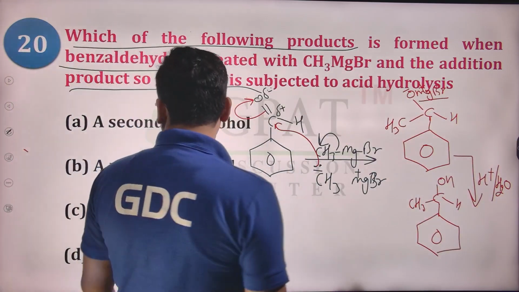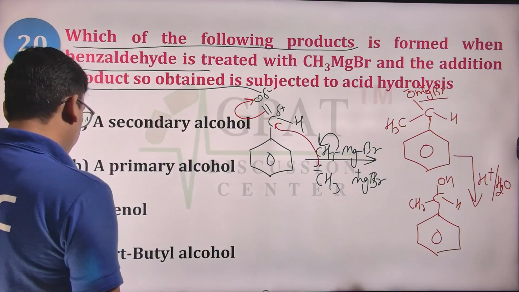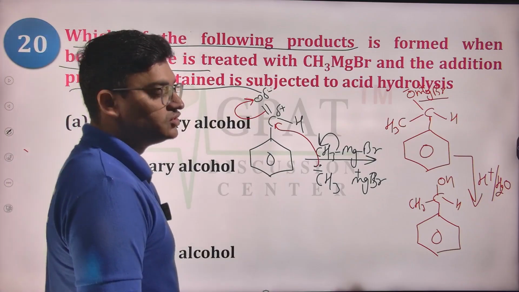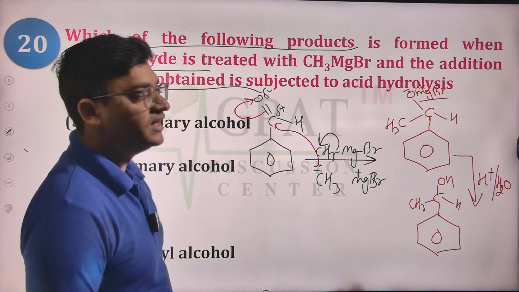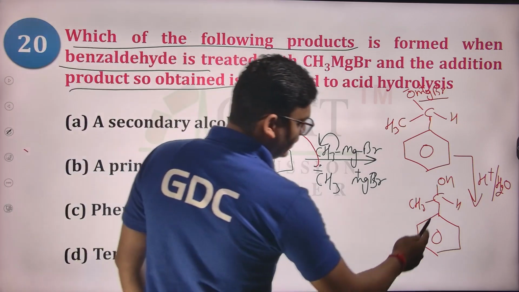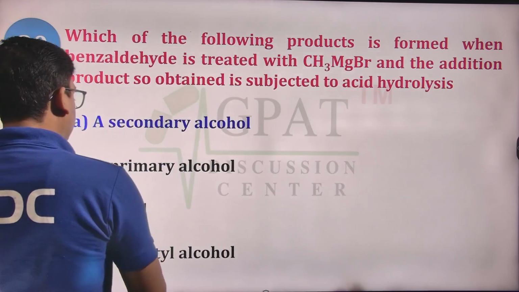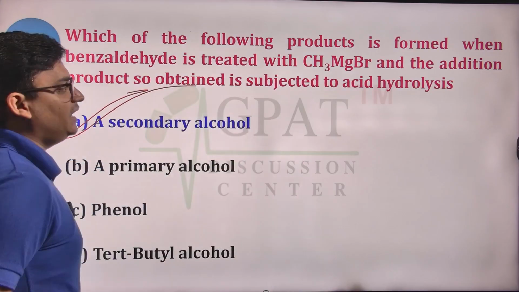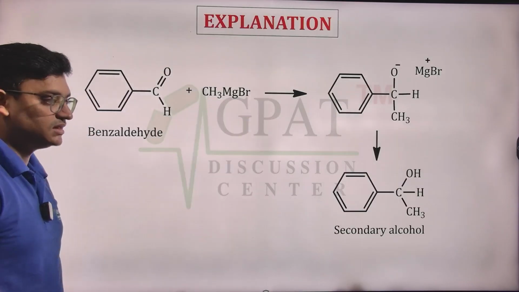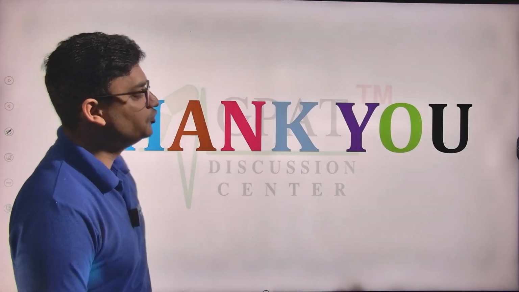So what have we got? A secondary alcohol, primary alcohol, phenol or tertiary butyl alcohol. We will be getting a secondary alcohol. Why? This carbon is attached here with carbon and here carbon. So we are getting a secondary alcohol, that is A as our right answer, that is 2-degree alcohol.